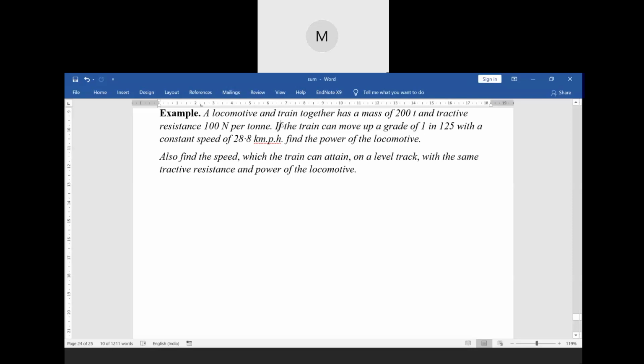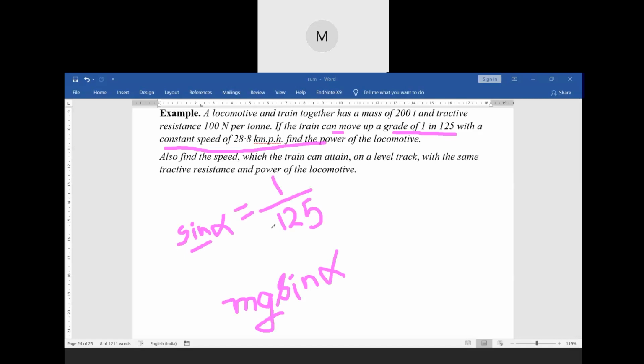Dekho, if a train can move up the grade. Up a grade matlab kya hai? It will be something like this, no? So here is the train. Suppose it is moving in this direction, no? So this is the grade. That means this is the angle alpha.